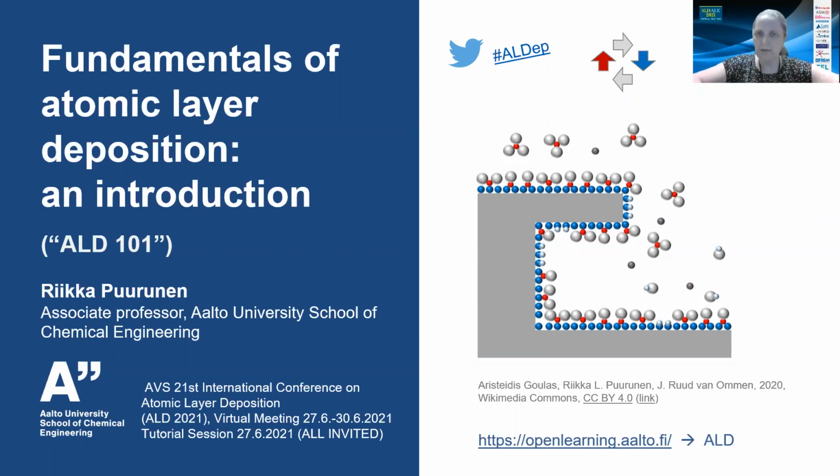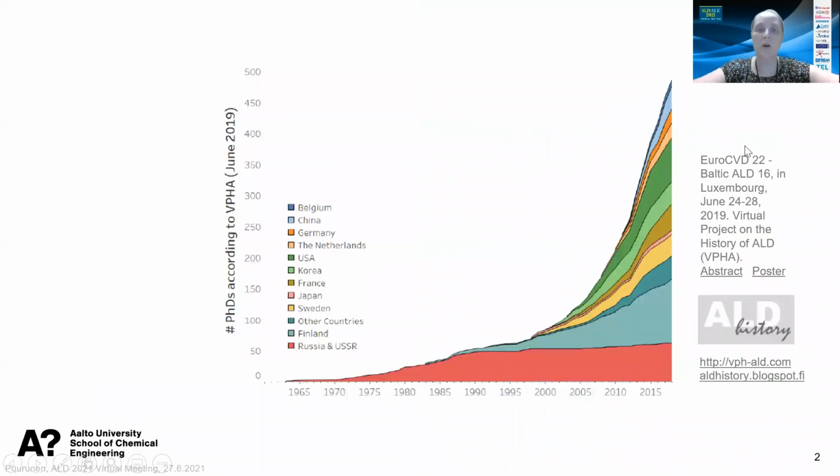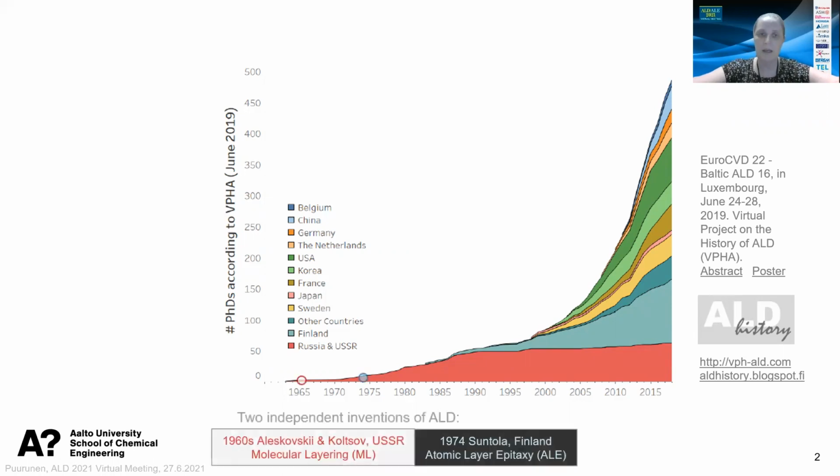First, let's have a look at how the field has grown with time. Here is the number of doctoral theses on ALD as a function of year made in different countries, collected in the virtual project on the history of ALD. You see how in the last years and decades, growth has been very fast, and the total number of theses is already more than 500 globally.